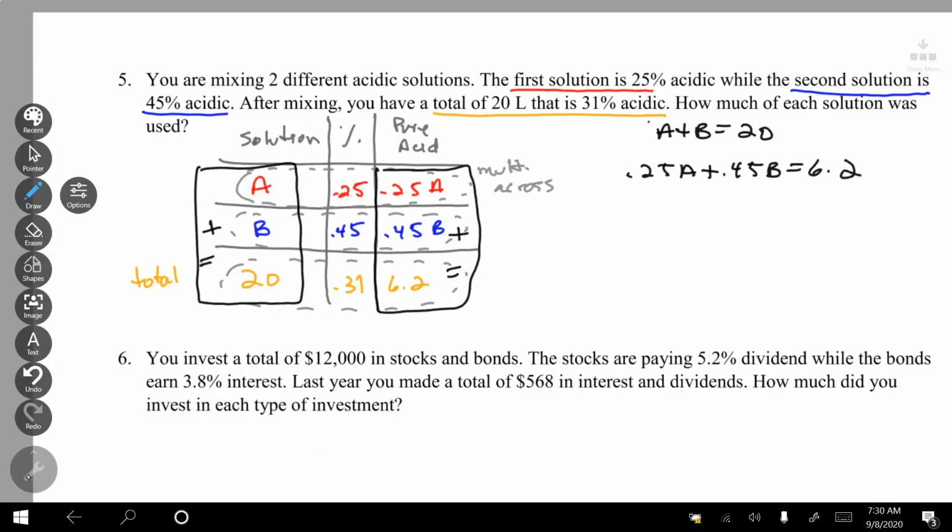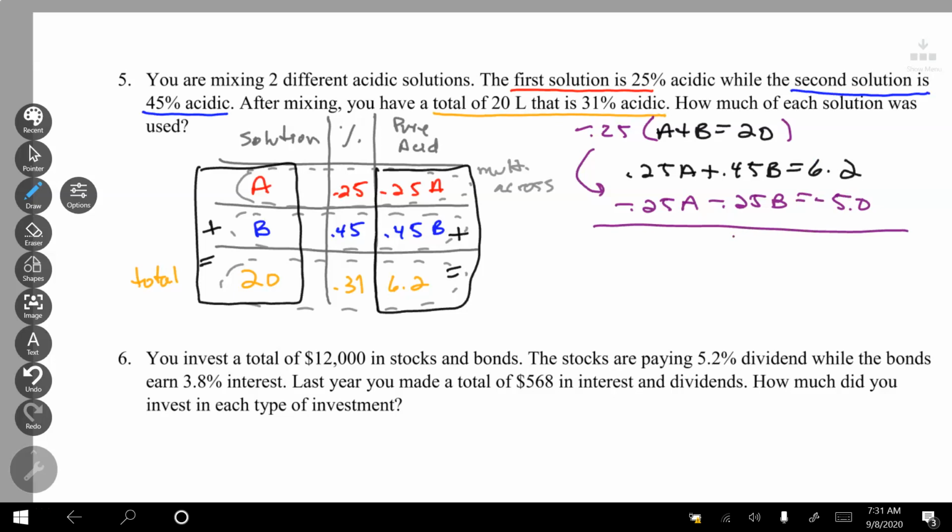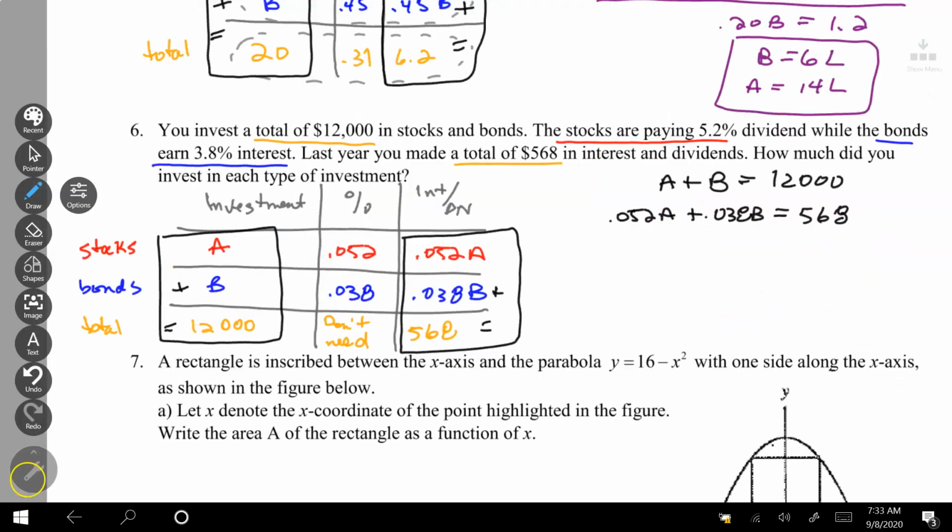I'm going to multiply this by negative 0.25. I get negative 0.25a minus 0.25b is equal to negative 5.0. Put them together, I get 0.20b is equal to 1.2. So I get b is equal to 6 liters, and therefore going back, the grand total is 14, that A must equal 14 liters. And that's how I do that problem.